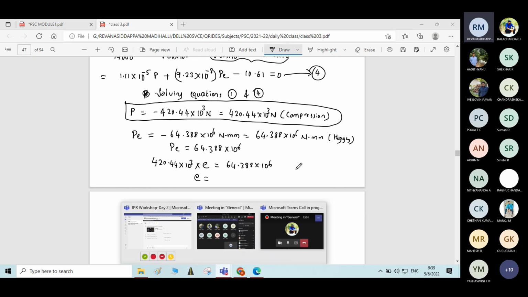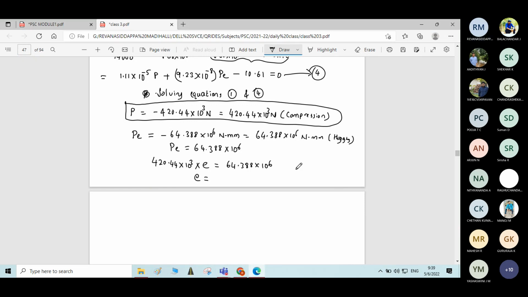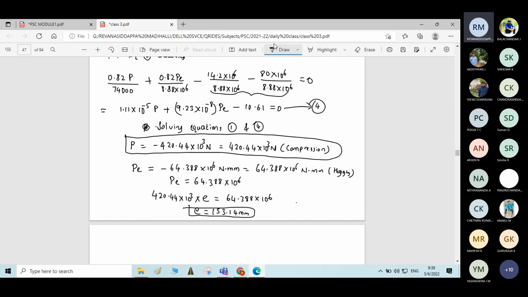What is the answer? Anyone? If you calculate it, tell me the answer. You please cross check it. The answer is 153.14 millimeters.